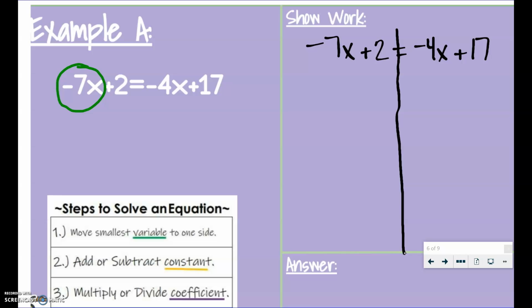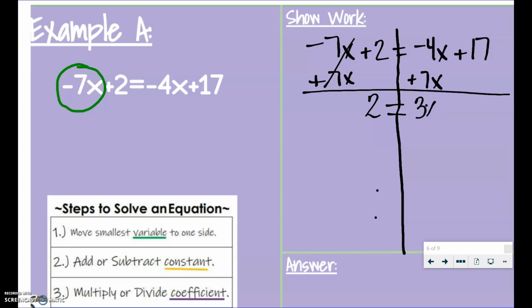So I'm going to use inverse operations. Instead of subtracting, I'm going to add 7x on both sides because I know that is the variable I am moving. Also notice I keep my variables and my like terms under each other. I'm not putting 7x under 2 or 17. You must keep your like terms together. So I'm now left with 2 on this side. So 2 is equal to 3x plus 17. Step 1 is now complete.